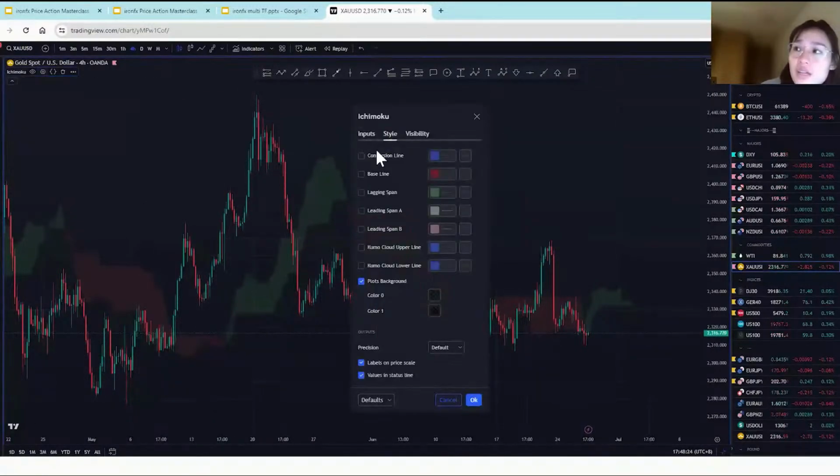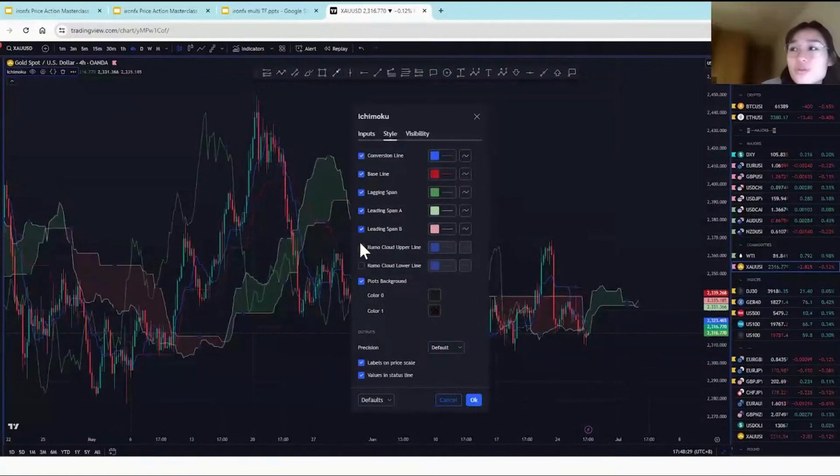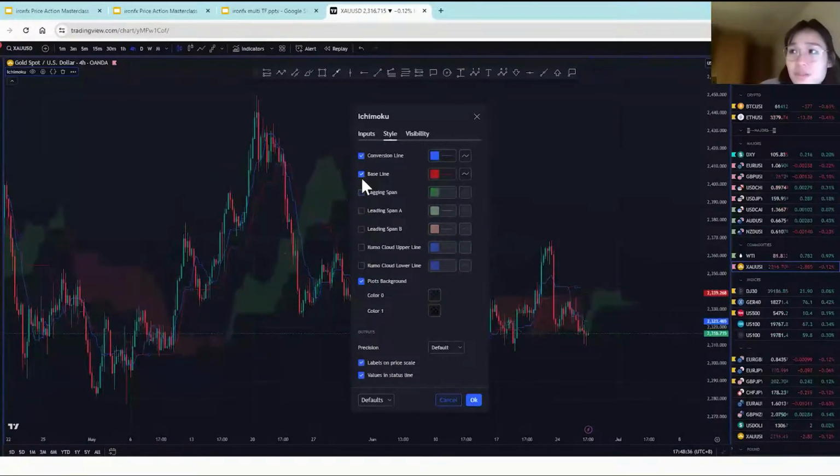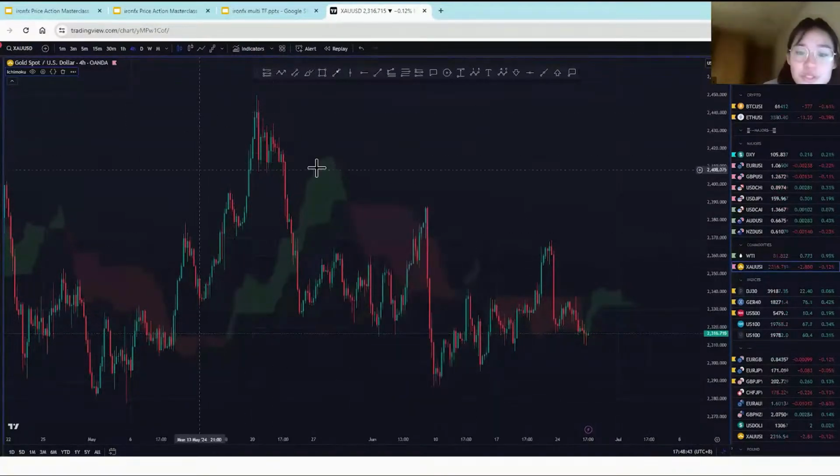Click on settings, and there's actually a lot of different lines when it comes to Ichimoku. I'm not going to go through in depth what they each represent now, but we normally just look at the cloud, the plot's background. If price is moving above the cloud, it's a bullish signal. If price is moving below the cloud, it's a bearish signal. So that's one of the quickest ways to use Ichimoku. This is on TradingView, which you can use on your phone or laptop as well.